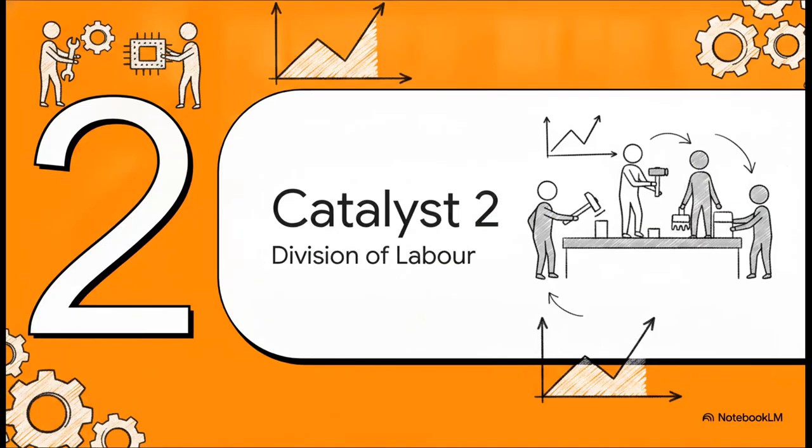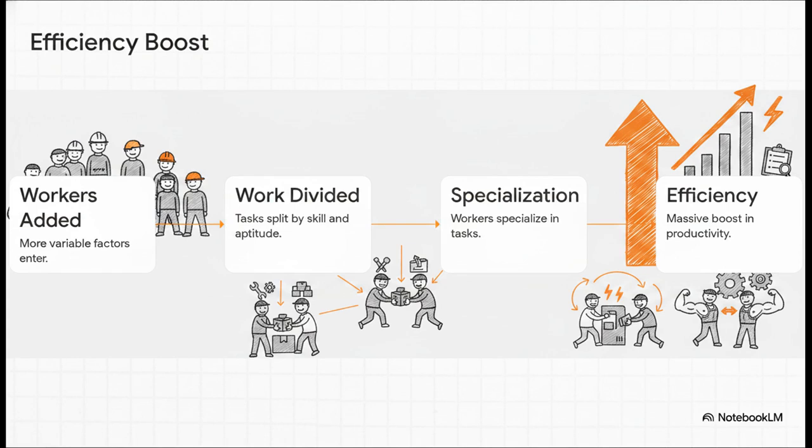Let's move to Catalyst 2, the division of labor, and see how this builds to create our second major reason for increasing returns. This second catalyst isn't just about the machines anymore. It's about human efficiency. Your workers actually become better at their jobs simply because there are more of them.